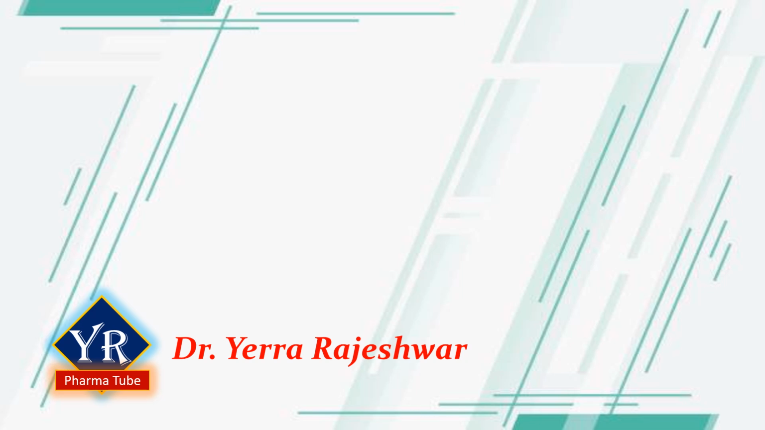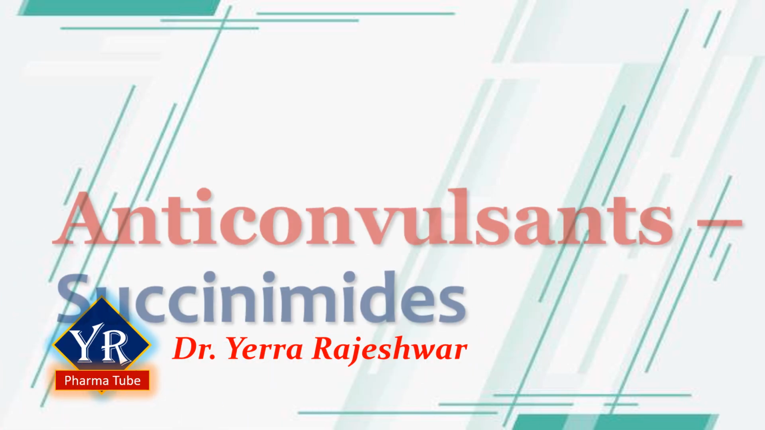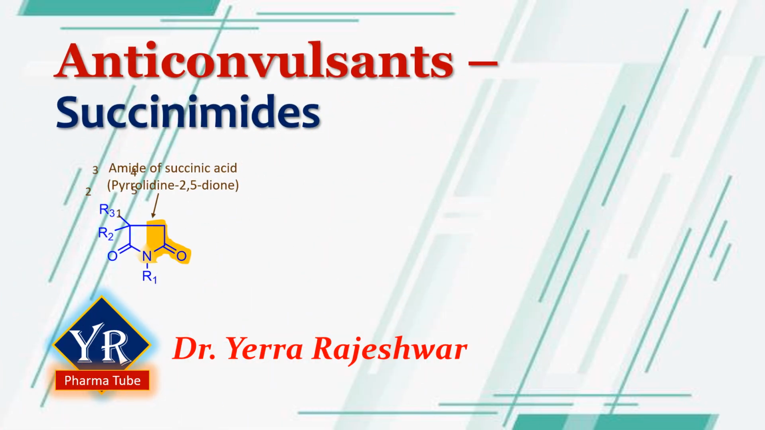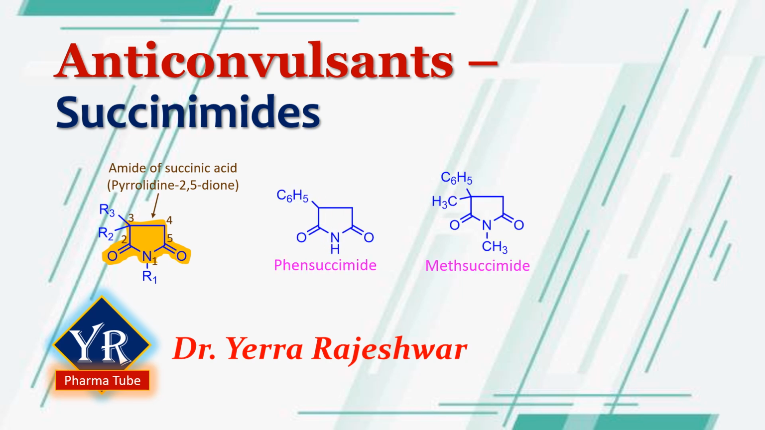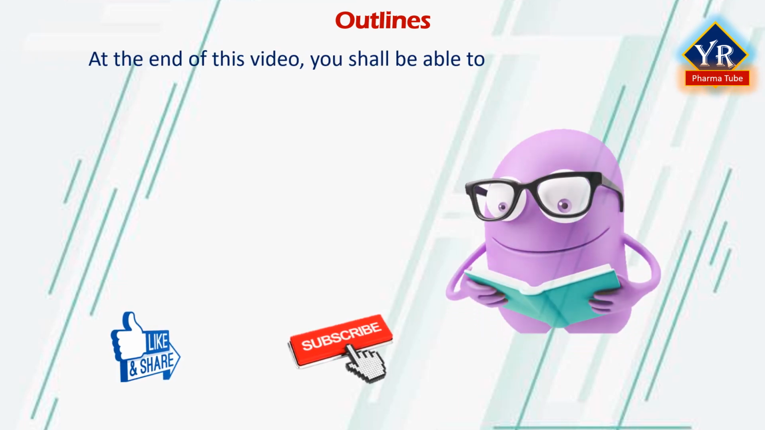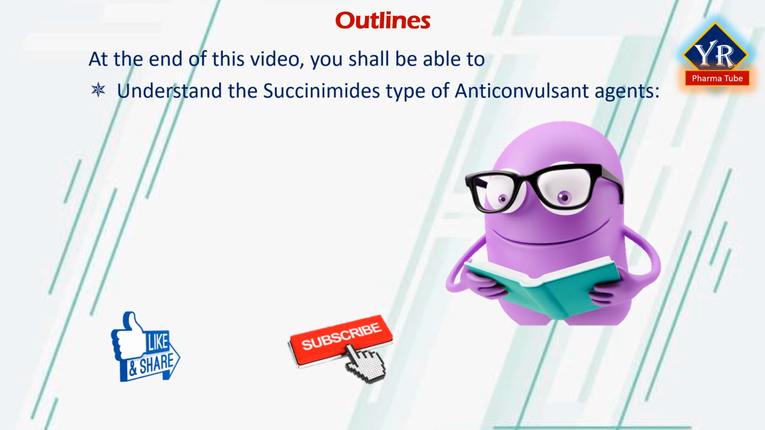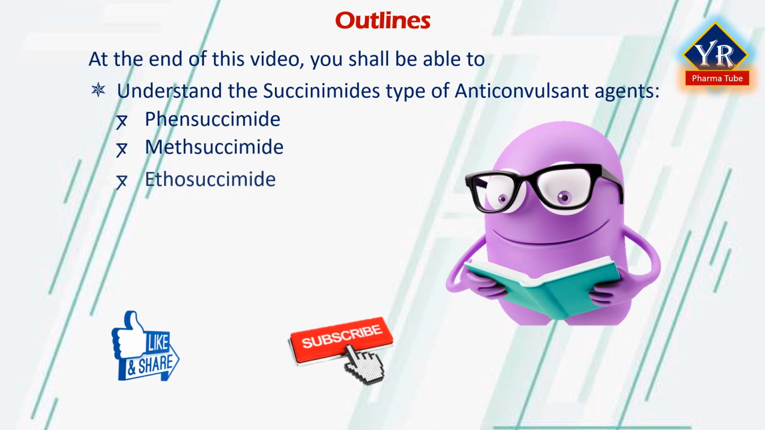In this lesson, we shall learn about the fourth type of anticonvulsants, that is Succinimides, and the individual drugs such as Phensuximide, Methsuximide, and Ethosuximide. At the end of this video, you will be able to understand the Succinimides type of anticonvulsant agents and the specific individual Succinimide drugs such as Phensuximide, Methsuximide, and Ethosuximide.